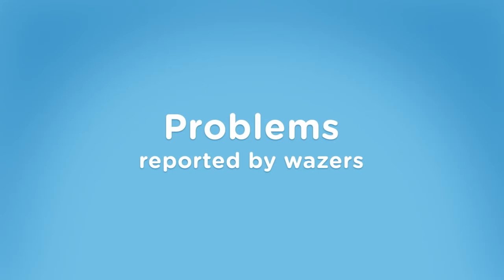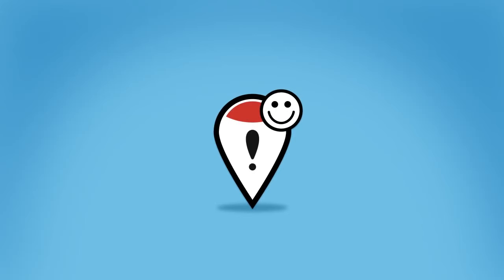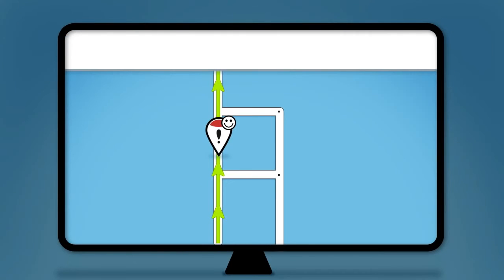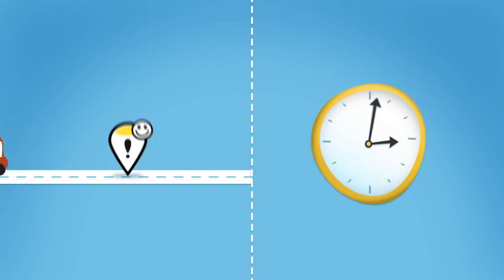Problems reported by Wazers. The second group of map problems you might encounter aren't generated by the system automatically. They're identified and reported by real Wazers out there on the road or by map-savvy visitors to the live map on our website. In this case, the color coding reflects how long ago the problem was reported, with older problems appearing as more urgent.